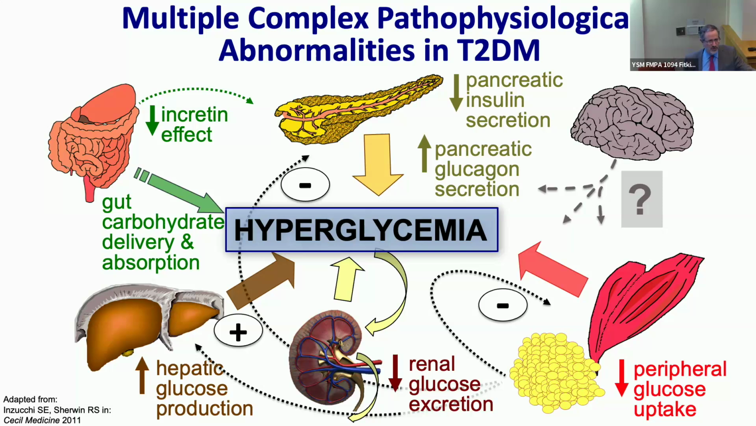The liver is also involved. It's a glucose producing organ. During meals, it's supposed to suppress its glucose production and become an organ of net glucose uptake. That is not happening normally in patients with type 2 diabetes. The liver continues to make glucose because it also is insulin resistant, and insulin is supposed to suppress hepatic glucose production. It doesn't do that in the postprandial setting.